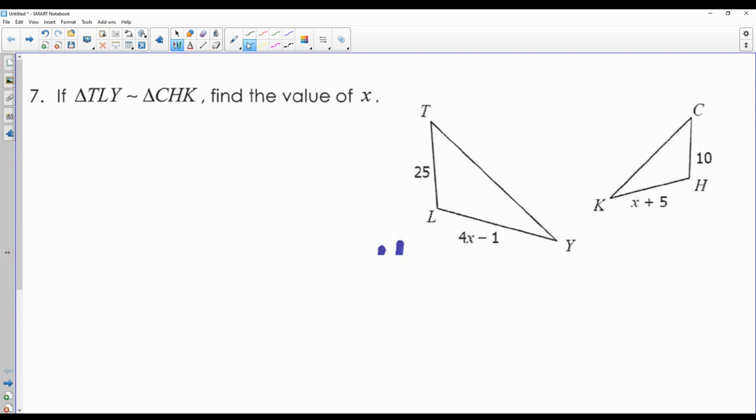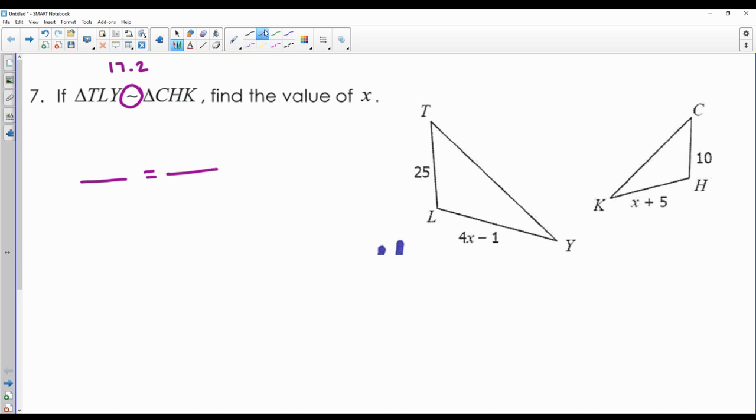But here's number 7 on the homework for 17-2, 17.2. So we know that these two triangles here are similar. That's what that lovely little symbol means. So that means that there's a proportion problem. And that's basically how you're going to set up all the rest of these on the homework: a proportion.